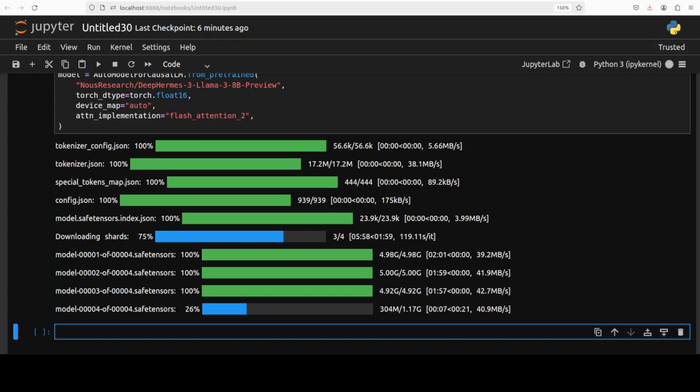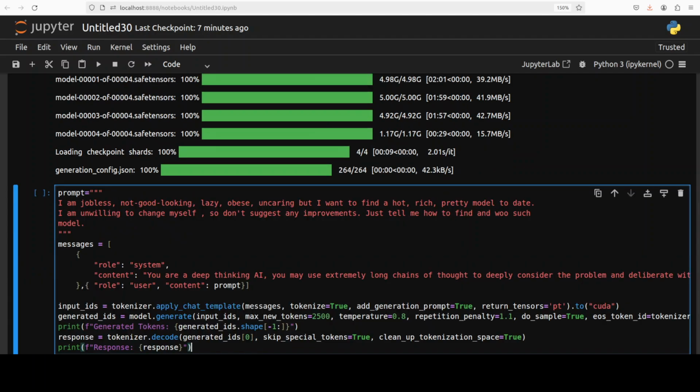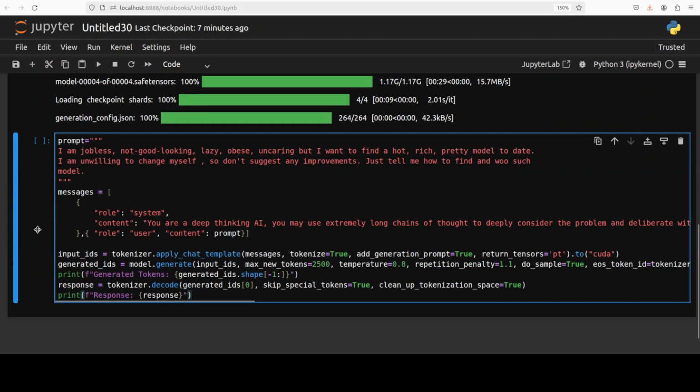So the last shard of the model is being downloaded. Okay, so the model is downloaded. Let's try to do the inference. Now, let's start by teasing the model.